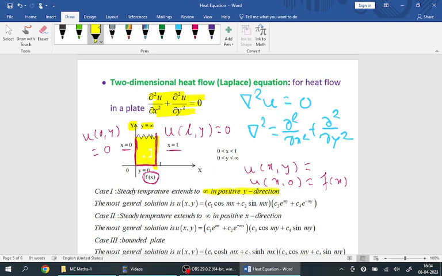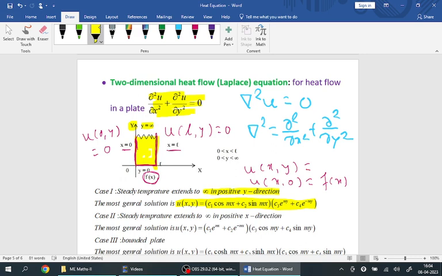Suppose the plate is unbounded in the y direction, as in the diagram shown. Then the solution will be taken as this one. This is the general solution for that. These derivations are there in the book, and there is logic behind why the solution should be this one and why this only satisfies the given conditions. Because of that, the solution is derived like this.